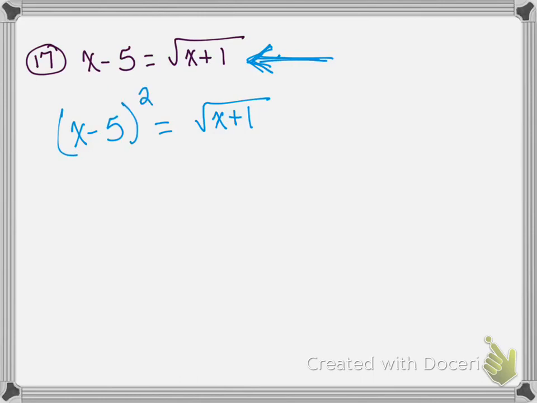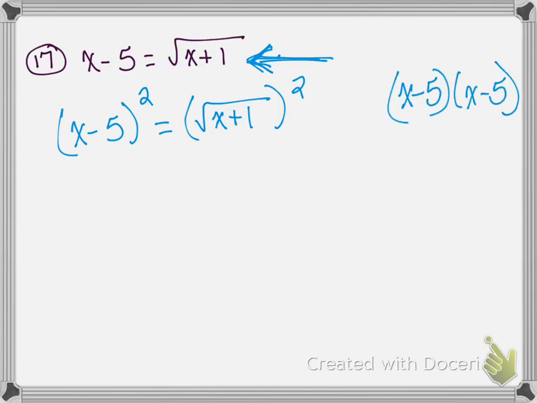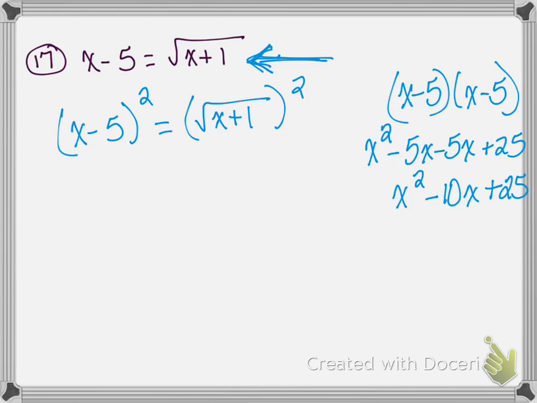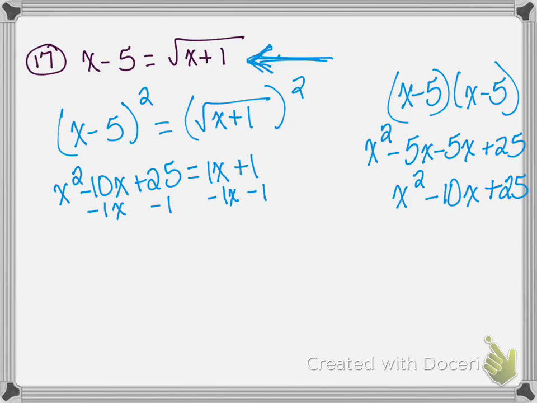Okay, at this point, I'm going to square both sides. I have to do x minus 5 times x minus 5. I've got to square that. X minus 5 squared means x minus 5 times x minus 5. Okay, I've got to FOIL that. Squaring a binomial means that you have to FOIL it. So I have x squared minus 10x plus 25 equals x plus 1. Okay, so I'm going to subtract 1x from both sides, and I'm going to subtract 1 from both sides. Okay, so I'm left with x squared minus 11x plus 24 equals 0.